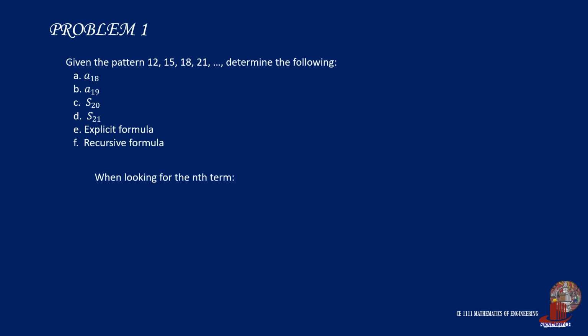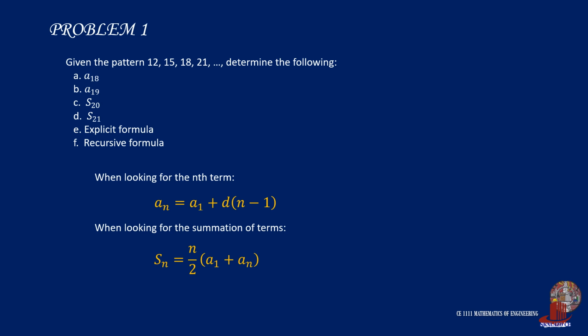One is used when determining the nth term. The formula is a sub n equals the initial term plus the common difference times n minus 1. For arithmetic series, the formula of s sub n is half of n times the initial and final terms added together. In cases when the final term is not provided, s sub n can be derived using the previous nth term equation to give half of n times twice the initial term plus the difference times n minus 1.